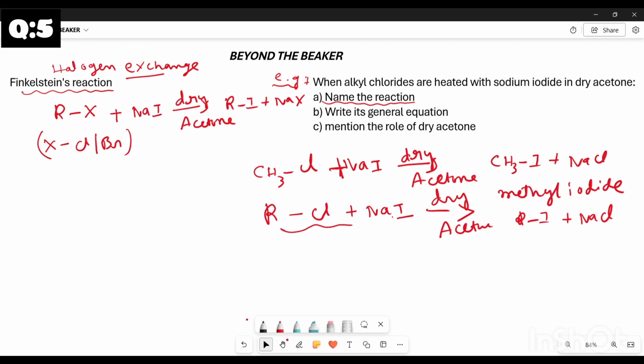So the name of the reaction is the Finkelstein reaction, and the general equation is like this. What is the role of dry acetone? Here, the addition of dry acetone precipitates the formed sodium bromide and NaCl to prevent the backward reaction. According to Le Chatelier's principle, the forward reaction is favored. Here, the addition of dry acetone increases the forward reaction. That's it.